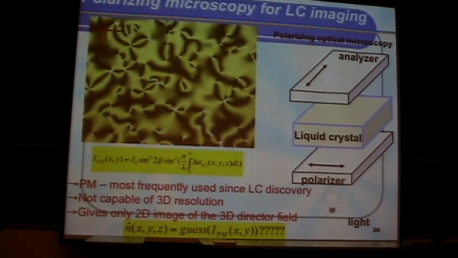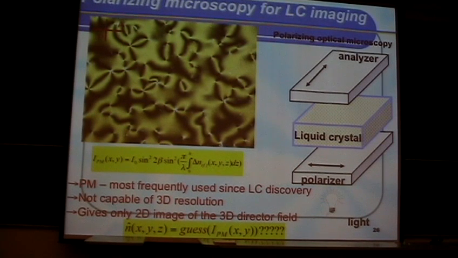But before we proceed with that, I would like to mention the other different imaging approaches that are widely used for imaging of molecular orientation patterns in liquid crystals. And the classic approach is polarizing microscopy. You can see in here a typical texture of a liquid crystal, where we have a certain pattern of molecular orientation.